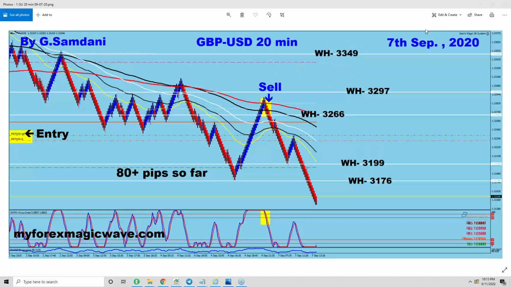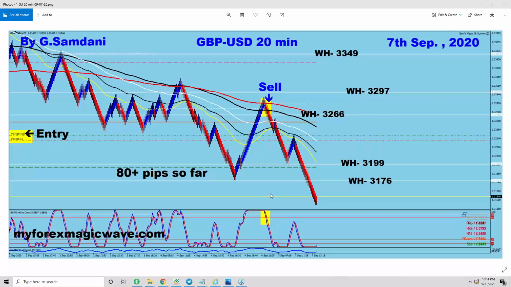So let's get started. The week started on the 7th of September, right? That was Monday. Starting from that day, Pound USD 20-minute, short entry. Here you will see my SL and my sell entry, and the SL moves to break even plus. And this is the setup here.